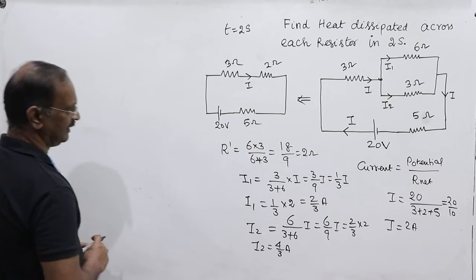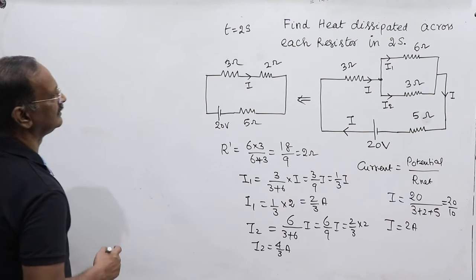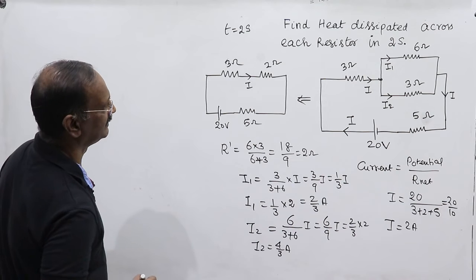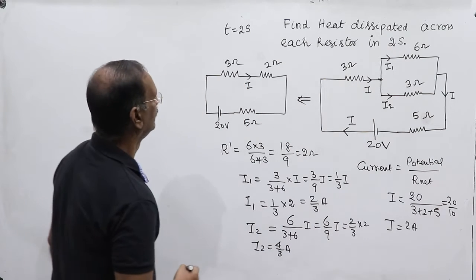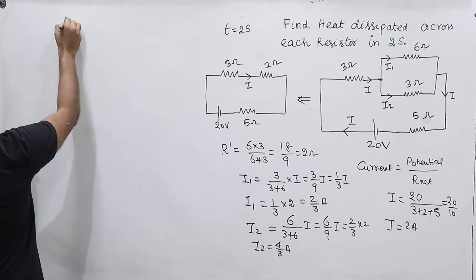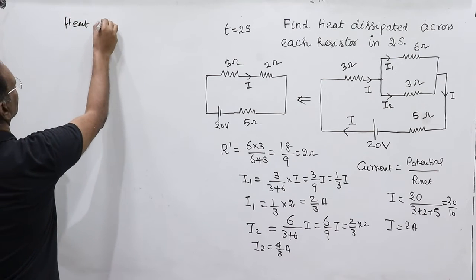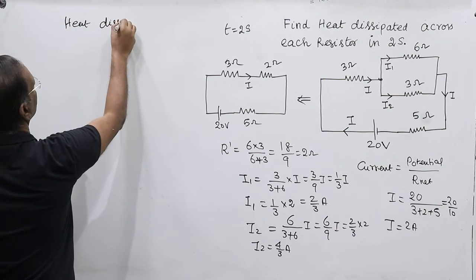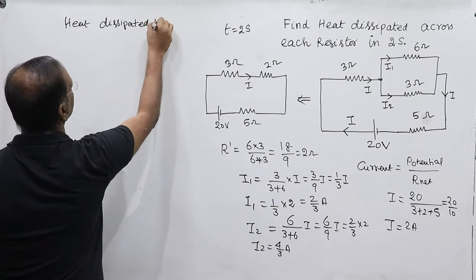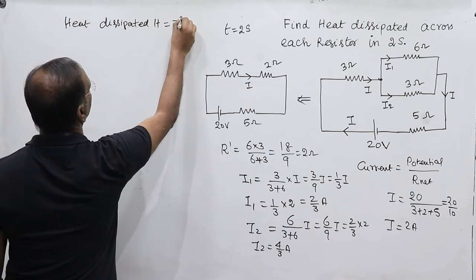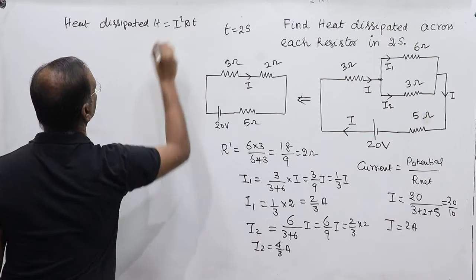So we have found out I1, I2, I3. Now, he is asking for the power dissipated in each resistor. What is the power dissipated in this resistor? Heat dissipated. We know heat dissipated is nothing but heat energy. H is equal to I square into R into T.